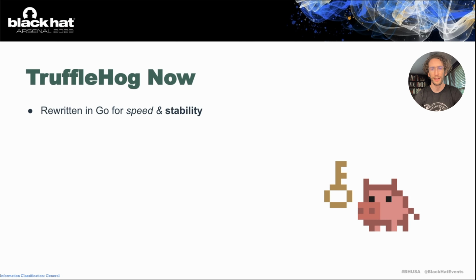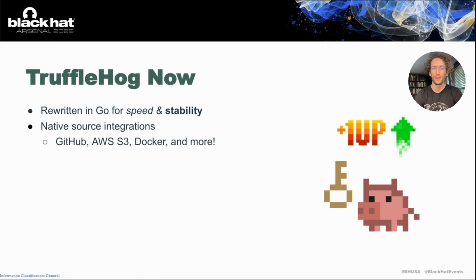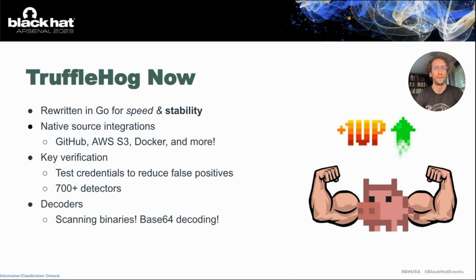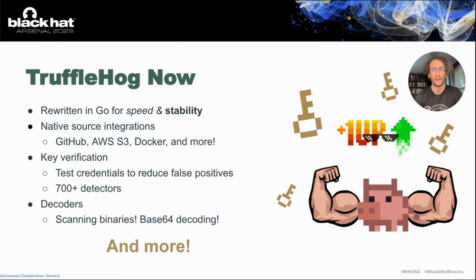Fast forward to today, the latest version of TruffleHog is written in Go for speed and stability. It scans more than just Git repositories too. We're scanning S3 buckets, Docker images, Circle CI, just to name a few. It has key verification to eliminate false positives, which is enabled by default on all 700 detectors, and it supports scanning more than just plain text as well. TruffleHog now scans binaries, archives, and is decoding base64 strings too. We're adding more and more features to make TruffleHog the best secret scanning tool there is, and that includes the topic of this talk, a TUI.